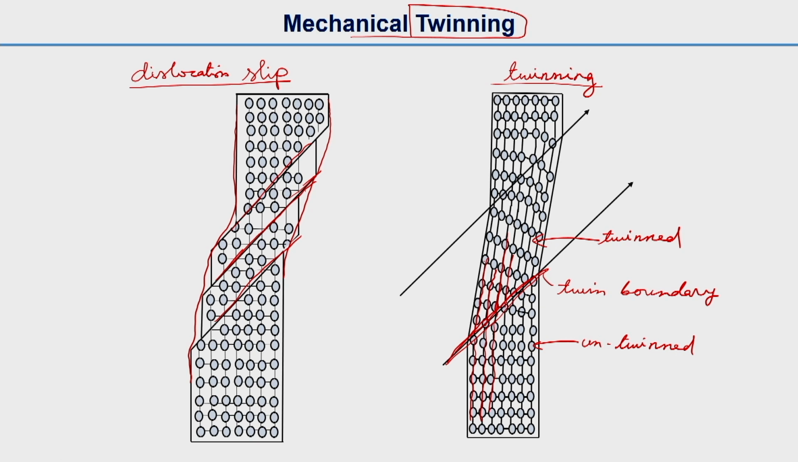As I told you, not all materials will probably undergo twinning. Across the twinning plane, these atoms have some reflectional symmetry, that means the mirror image of one side will be the other side of the twin boundary. That is called reflectional symmetry. So, this is one way of plastic deformation, but it is less common than dislocation slip.